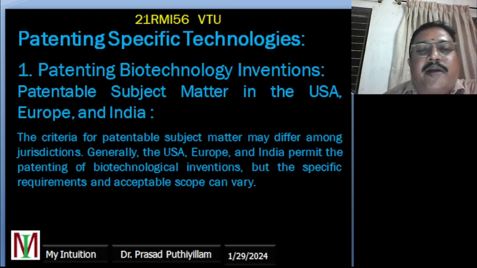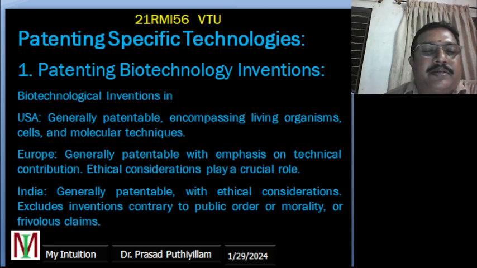If you consider biotechnology inventions also, the specific requirements and the acceptable scope vary from the USA to Europe to India. One simple generalization is given because it is too difficult to explain in depth and would take too much time. So I took one or two important points from that.